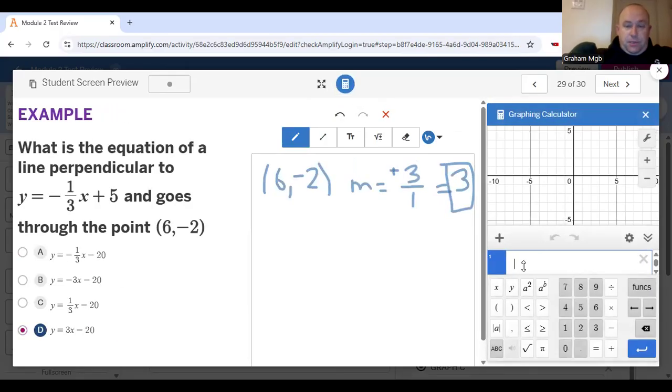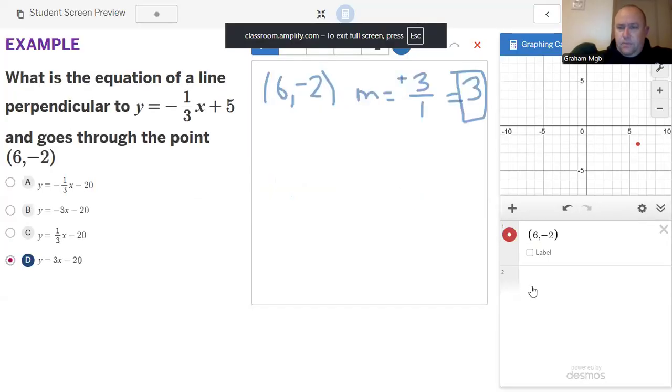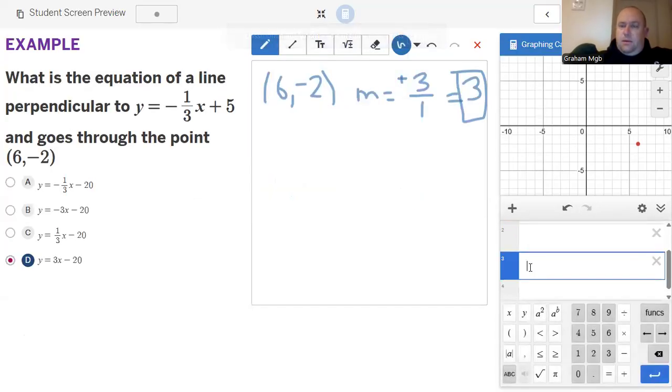Now, to make sure that it does go through, I am going to do my little check here. I'm going to type in the point, 6, -2, which you can see here. And let me go full screen so I can see this a little easier. There we go. And now my calculator slowed down. All right, let me type in what I think the answer is. Y equals 3x minus 20. And I think you can see that that line does go through that point.